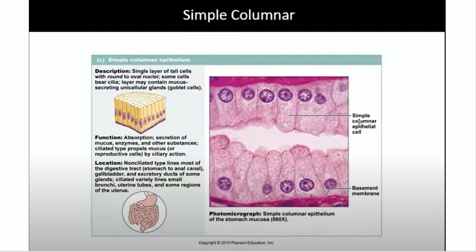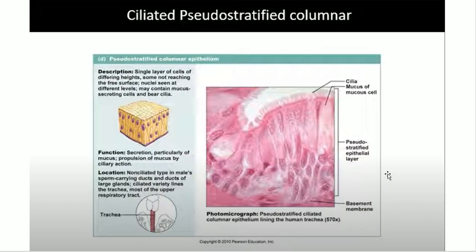Pseudostratified does not look like this. So notice how all of the nuclei are just lined up nicely together. This is pseudostratified columnar. This is ciliated. So the cilia are right here. These little hair-like structures that are moving things through. This is a pseudostratified ciliated columnar epithelium lining the human trachea. So ciliated, boom, right there. Moving stuff out that shouldn't be in there.